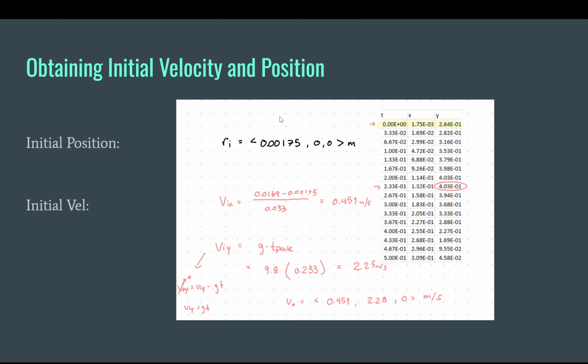To obtain the initial velocity and position for our computation, I got it from the data from the Tracker. So this is my initial position, and then to get initial velocity in the X direction, I just used the first 2 points for the X position. And then for the Y position, I actually got the time to the peak, just so I have a more accurate Y velocity component.